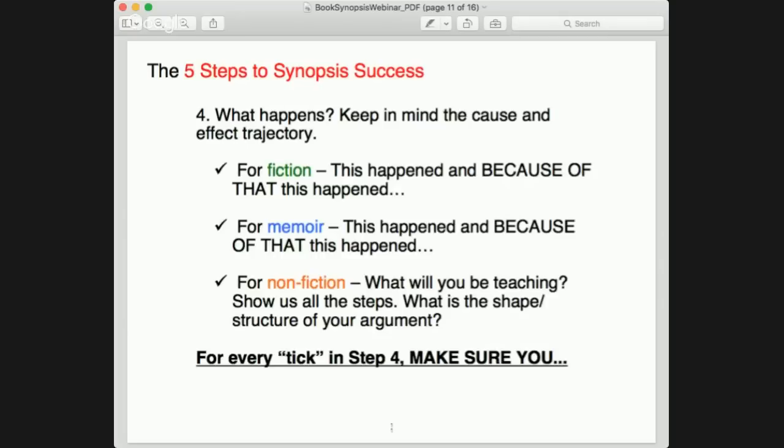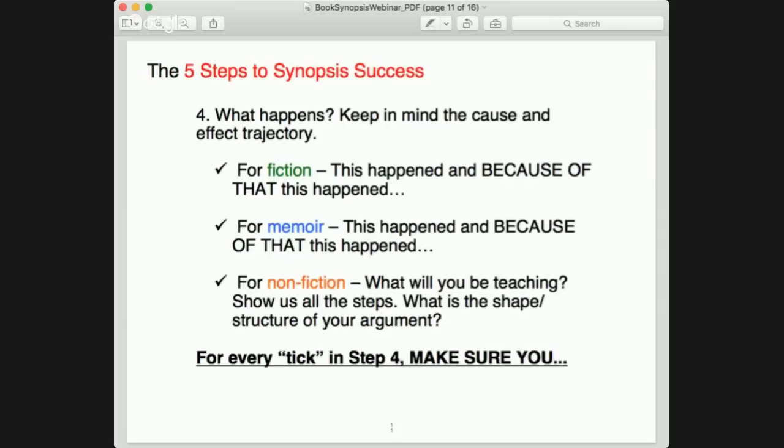a book can't just be a collection of things that happen. It can't just be this happened and then this happened and then this happened. That's the death knell for any story, whether it's a synopsis or a whole book. It can't just be a random collection of things that happen. It's got to be this happened, and because of that, this happened. And because of that, this happened. And on and on and on.